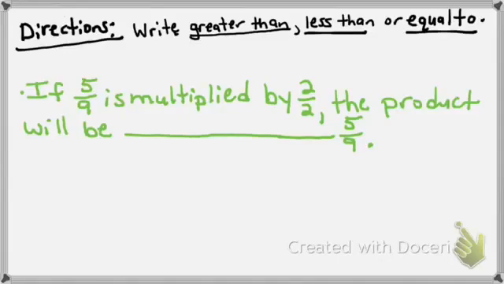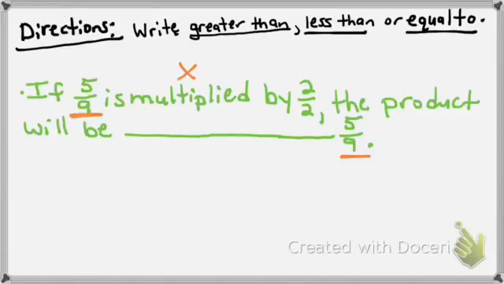This is yet another type of problem you might see. Write greater than, less than, or equal to. If 5/9 is multiplied by 2/2, the product will be greater than, less than, or equal to 5/9. So again, find what I'm comparing to at the end. That's my original given number. Find that given number in the problem.